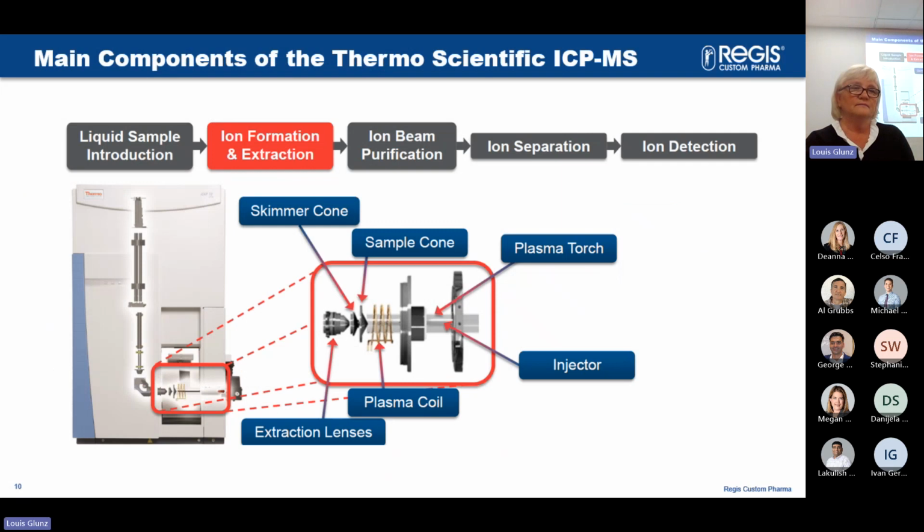This is a summary slide. I summarize all the things that I just talked about. So in summary, for ICP-MS, the liquid sample will be introduced into the ICP-MS instrument. In the torch, ion formation will take place and the ions will be extracted from other species. Starting in the torch, ion beam formation and purification will occur through the electronic lenses of ICP-MS. Then ion separation will take place in the quadrupole and ion detection in the electron multiplier.